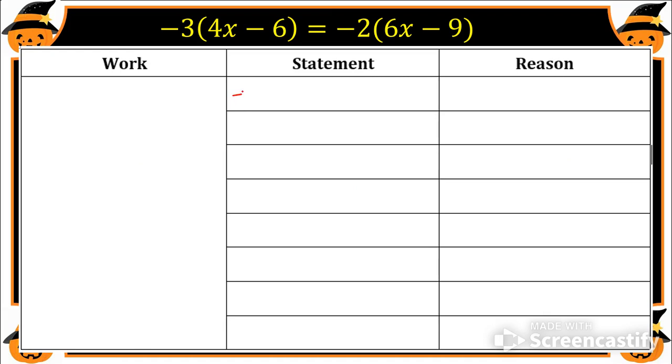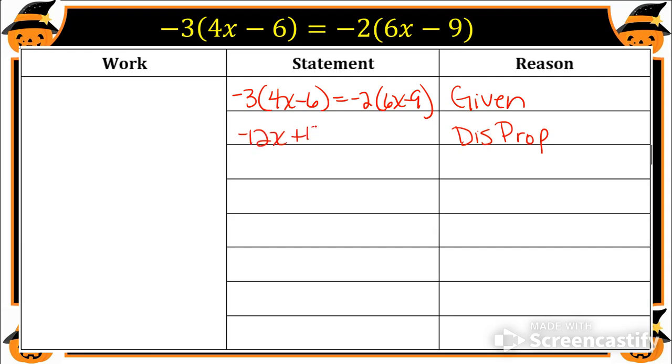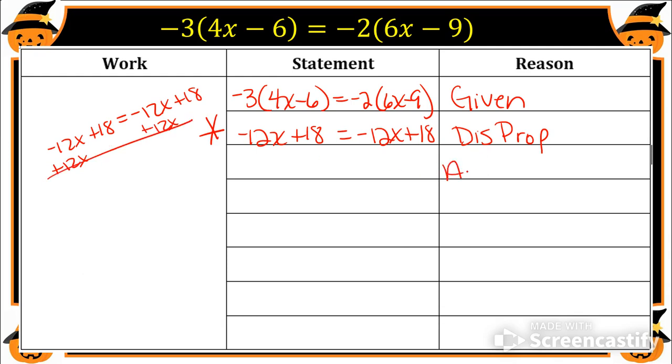Example number 3. This is the given. We are going to apply the distributive property, and we get negative 12x plus 18 equals negative 12x plus 18. We have variables on both sides. Address the variables. Now, this time, to make the variables cancel, we're going to add 12x to both sides. So we're going to apply the addition property of equality. And we're left with 18 equals 18.